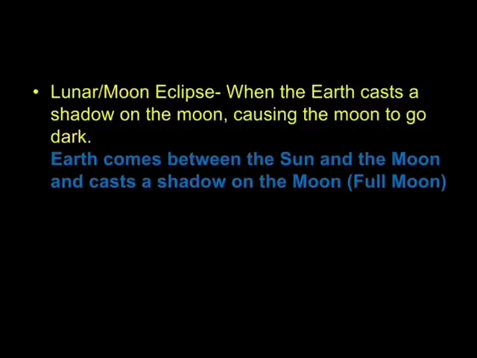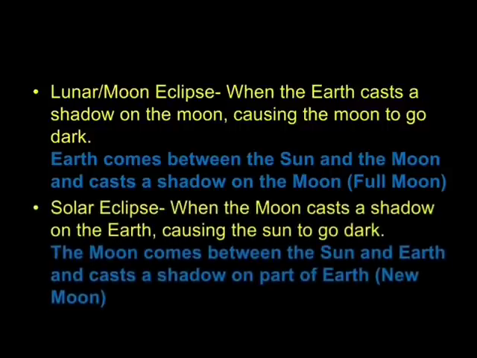Earth comes between the Sun and the Moon and casts a shadow on the Moon, and we call it full moon. Solar eclipse is when the Moon casts a shadow on the Earth, causing the Sun to go dark. The Moon comes between the Sun and Earth and casts a shadow on part of the Earth, and we call it new moon.